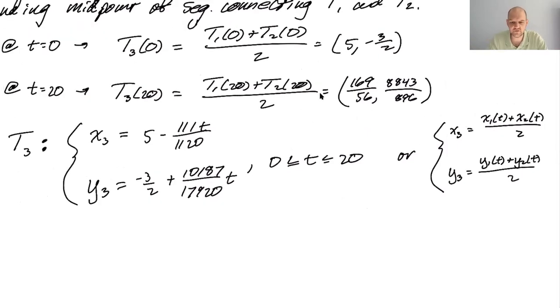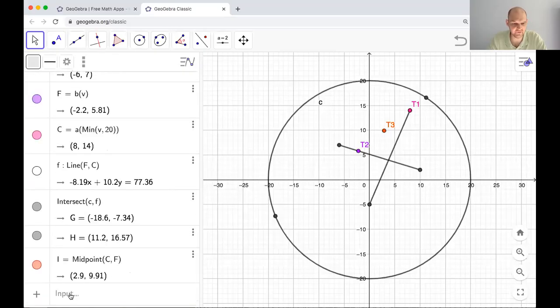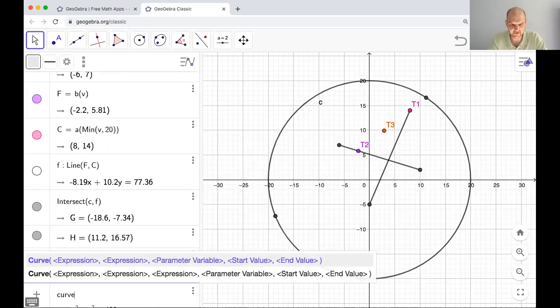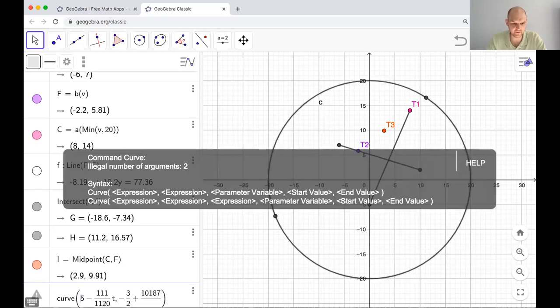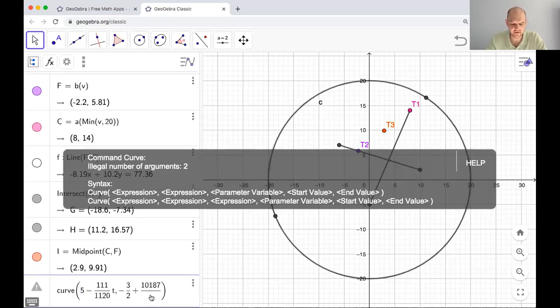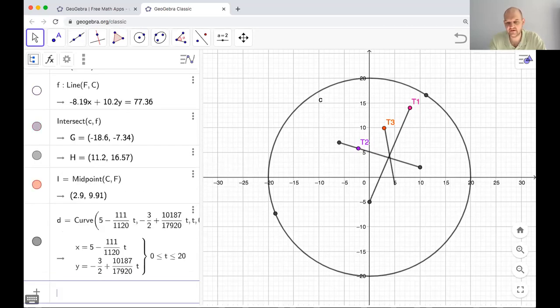Should I try to do this on GeoGebra? I guess. I want to. I don't want to spend the rest of my life doing it, but I'm going to try. So I'm just going to type it in. I was going to try something clever, but this is not that bad to type in, especially because you have a keyboard. And then plus 10187. Oh no, don't hit tab, apparently. Oh, but you get it back. Okay. 17920 t, 0 to 20. Oh, look at that. That's pretty good.